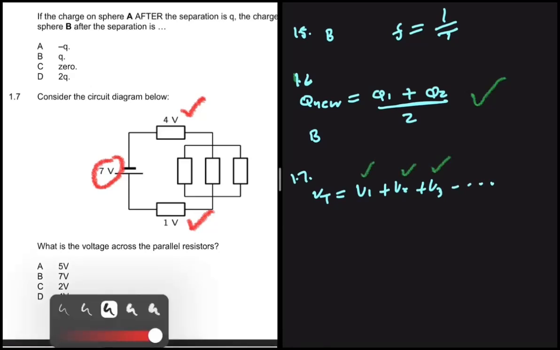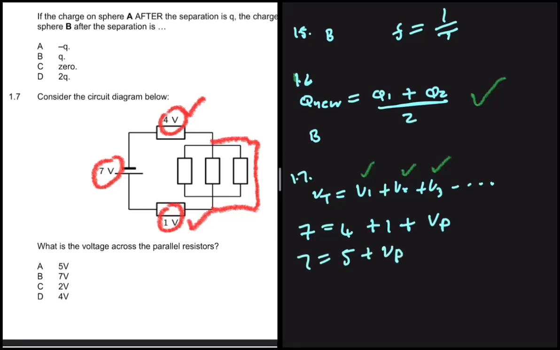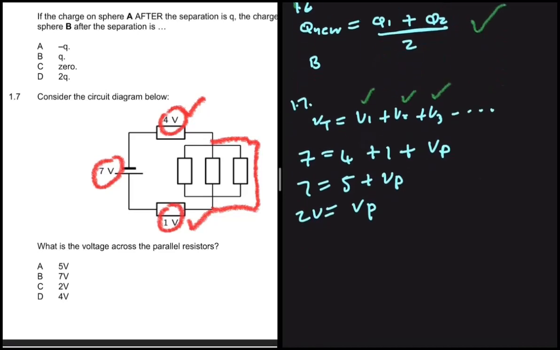We're looking for the voltage across the parallel resistors. So VT, the total voltage, is 7 volts. And then here we have 4 volts being dissipated. So we're going to have 4 plus 1 and then plus the voltage in parallel. So this will be 7 equals 5 plus Vp. If you take 5 to the left-hand side, you're going to get 2 V being equal to the voltage in parallel. That is option C. So the answer to 1.7 is C.